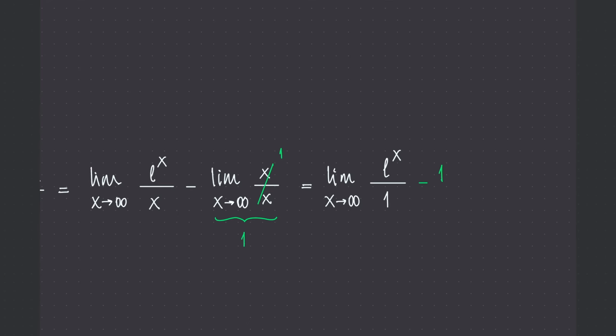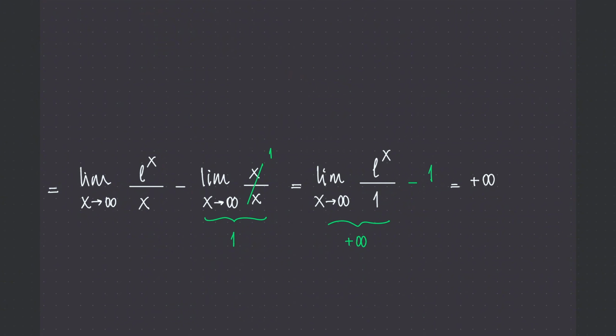Now this limit right here, e to the x over 1, as x grows, it will grow to infinity. Therefore, we have over here positive infinity, which means that we don't have, by looking at the limits as x approaches positive infinity, a horizontal asymptote.